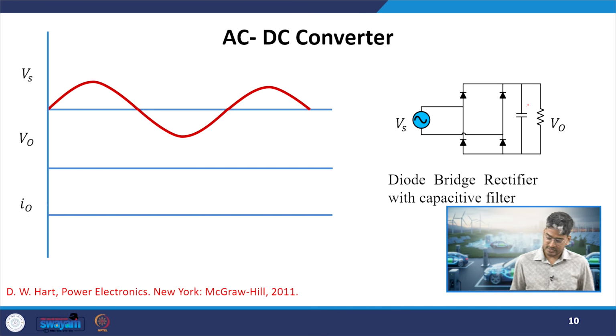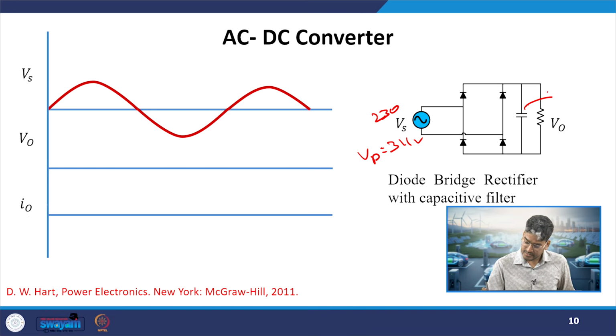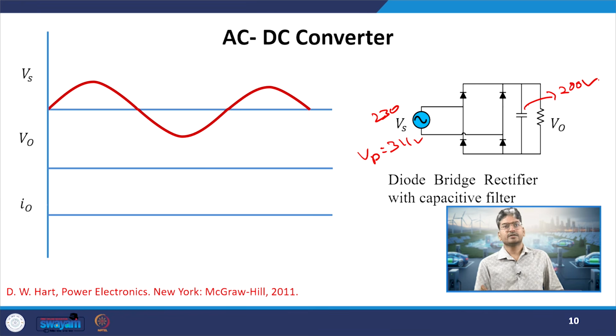Now, what will happen in this condition? Suppose we assume that we have this 230 volt supply, which will have a peak of around 311 volts, and we have a capacitor in this stage. Will the operation be the same as we discussed in the previous case? The answer is no. Now, why? This capacitor will be retaining some voltage. Suppose it is charged to 200 volts.